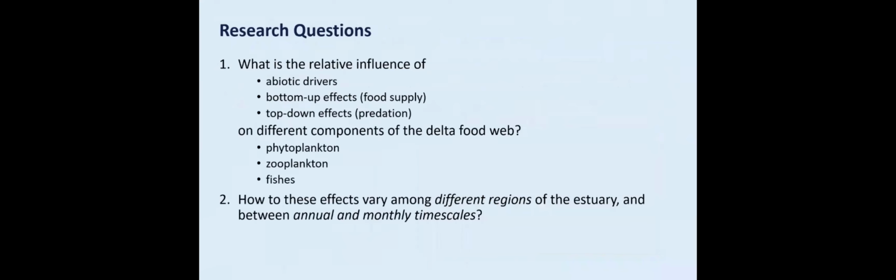So our research questions were first, what is the relative influence of abiotic drivers, bottom-up effects, including food supply, and top-down effects such as predation on different components of the delta food web, including phytoplankton, zooplankton, and fishes, and how do these effects vary among the different regions of the estuary and between annual and monthly timescales.